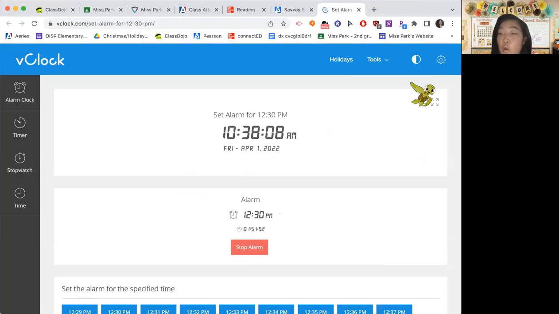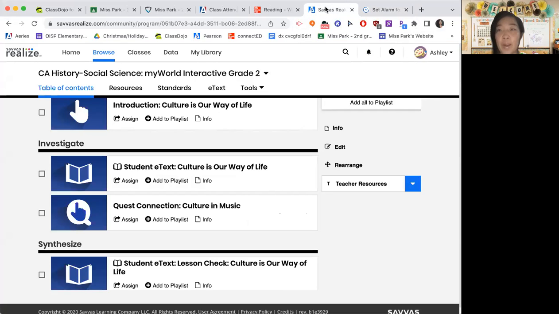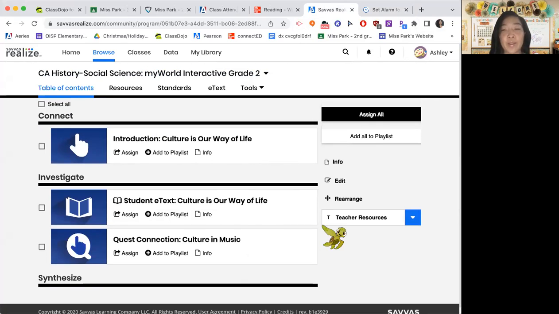If you don't have an Alexa or a Google or a Siri, or any kind of alarm that you know how to use, then you can use this clock right here. I set it already for you to 12:30. You just have to click set and then it'll ring as long as your computer is open. So just keep your computer on during that time. If you close your computer, it's not going to ring, so you have to keep it open for it to ring.